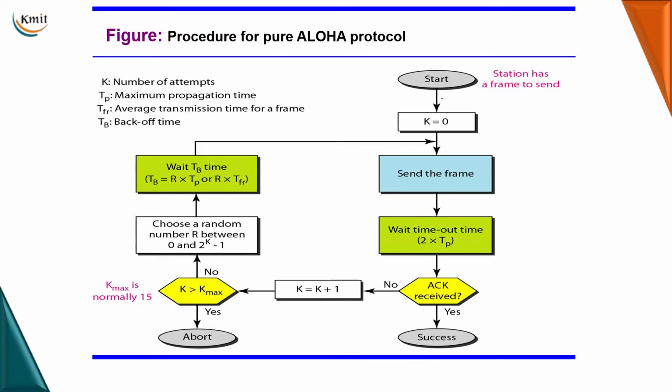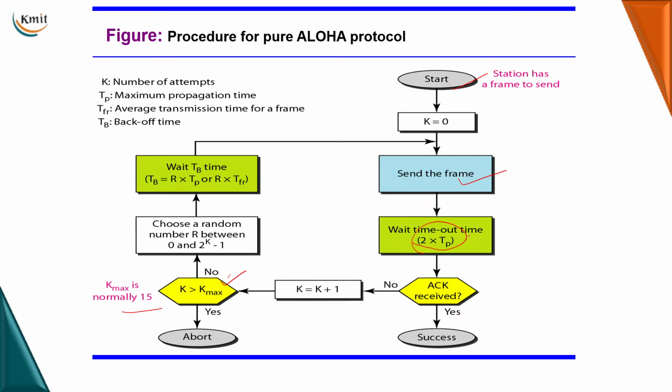You can see that the sender will start sending the frames. For the number of attempts that a station has to take, we will set a maximum number of attempts as K max. Here you can see we have set the K max value as 15, and initially, because K is 0, the station will send a frame. After sending the frame, as you all know, it will start a timer, and the timer is set as 2 times the propagation time.